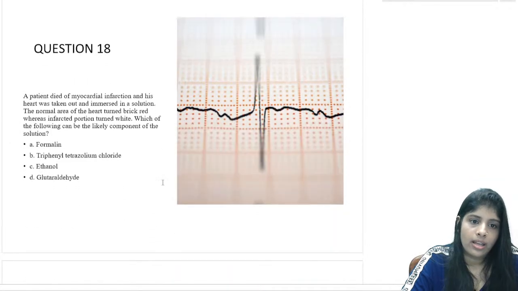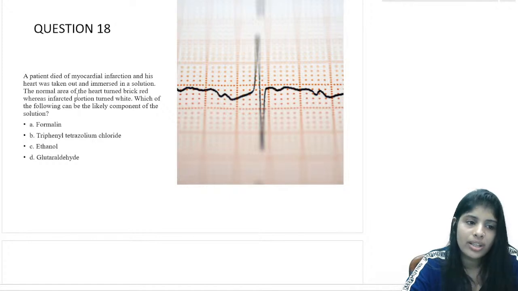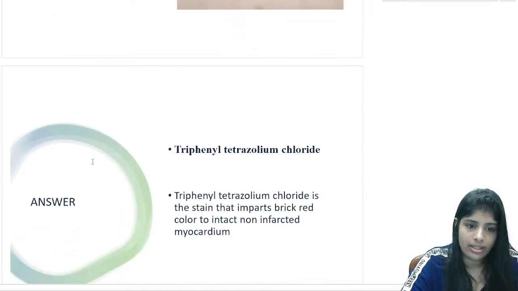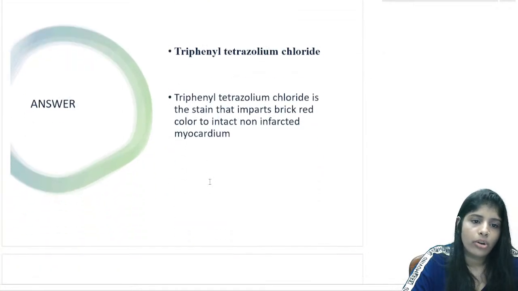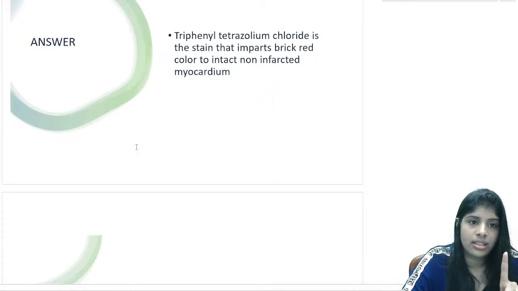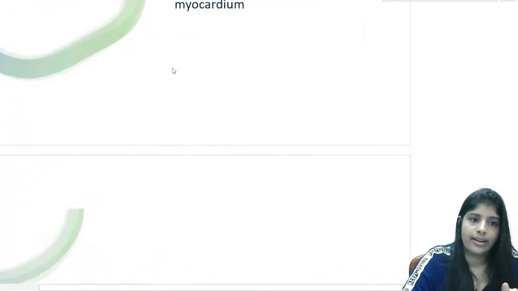Important topic. And next is a patient died of myocardial infarction and his heart was taken out and immersed in a solution. We have already learned this; I discussed this before. When it is heart and myocardial infarction, it is always triphenyl tetrazolium chloride. So the answer is triphenyl tetrazolium chloride. What color does it impart? Brick red color to non-infarcted myocardium. Keep in mind, when it is MI heart cells, it's always triphenyl tetrazolium chloride.